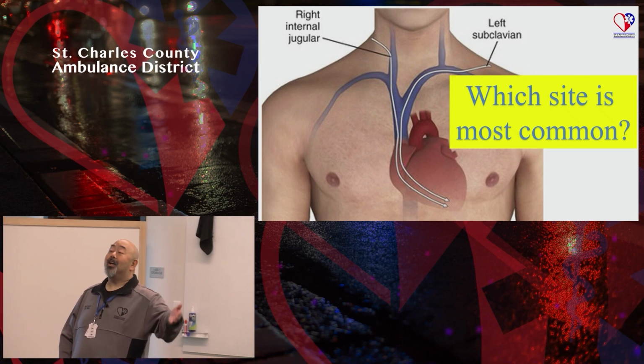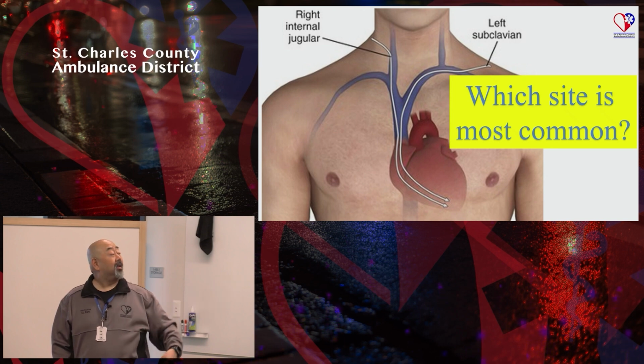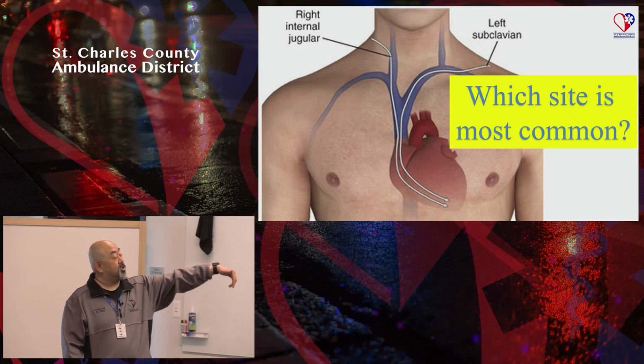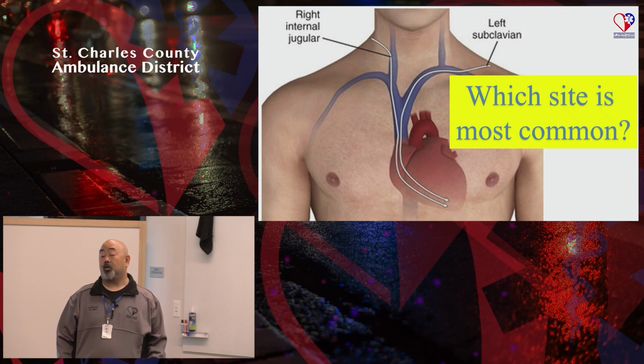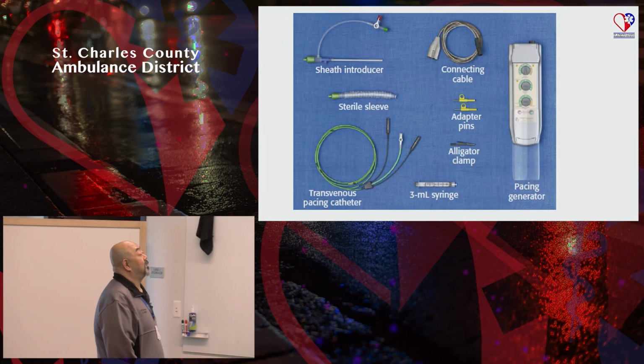It's a straight shot. Nothing more than it's easier. I could put it through the left subclavian, but why on earth would I want to try to make two 90-degree turns? I can go straight down. It's a straight shot to the right ventricle, through the right IJ. So all things being equal, I'm going to choose right IJ all the time.